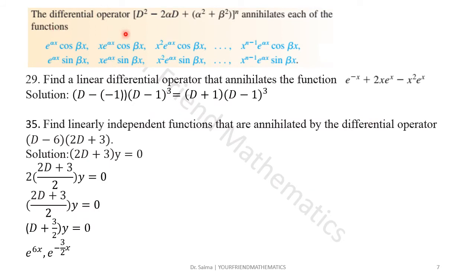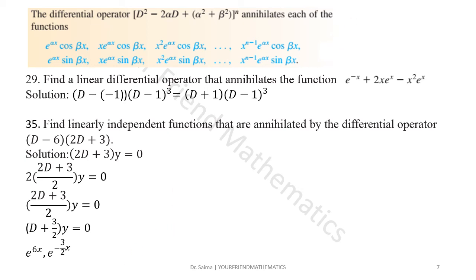The differential operator (D square minus 2 alpha D plus alpha square plus beta square) whole raised to power n annihilates each of these functions. How can we say that? If we write this operator in the form of a homogeneous differential equation, this operator y is equal to 0, and by solving we get the complex roots. So the complex roots of multiplicity n. So we can write the complex root alpha plus minus beta iota raised to power n.